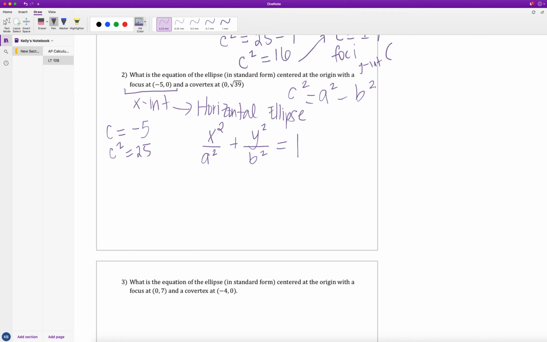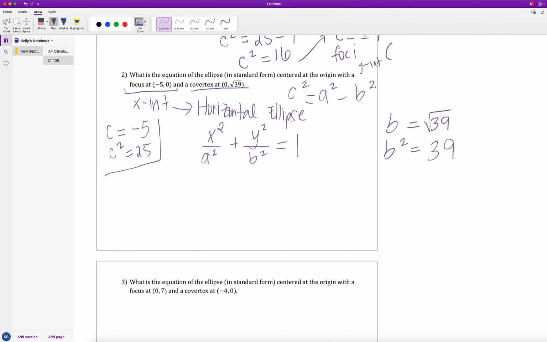Now, that's not going to help me fill in a squared or b squared yet, but I'm going to come back to this to help us in a little bit. Now, the next thing let's focus in on is what the covertex is. Because the covertex is at 0, the square root of 39, that tells me my b value. So that means that b is the square root of 39. So b squared then, if I square both sides, I just get 39 by itself.